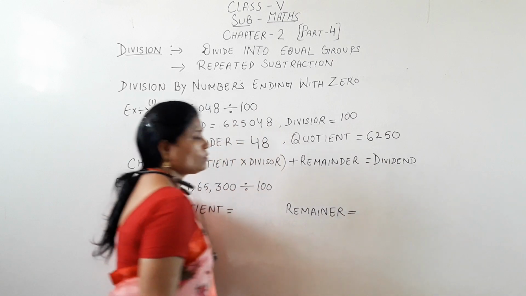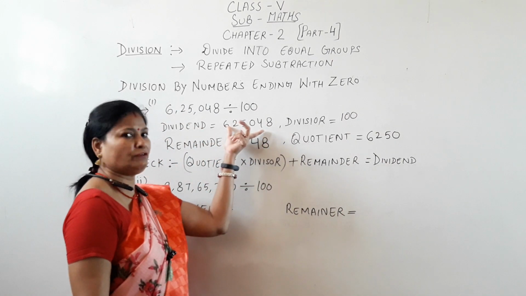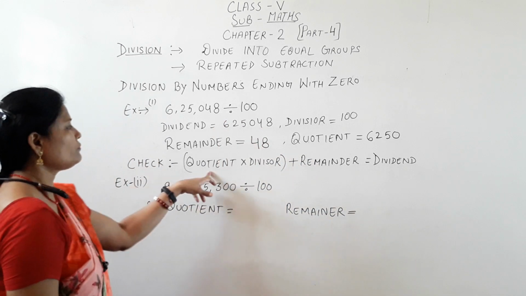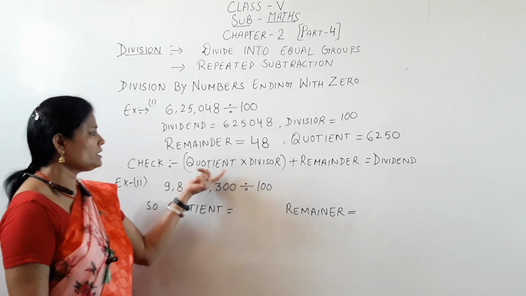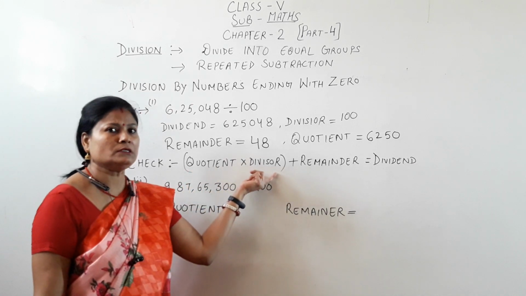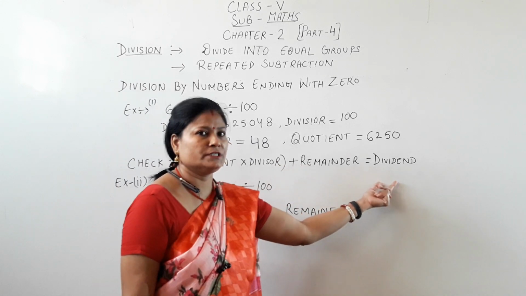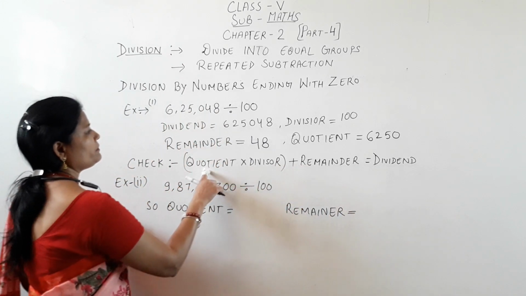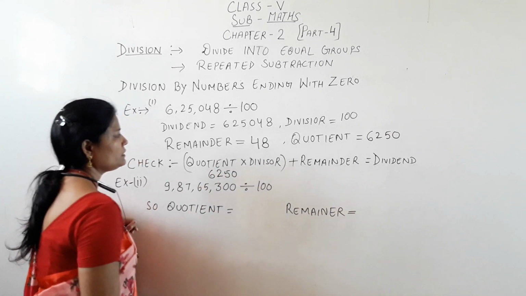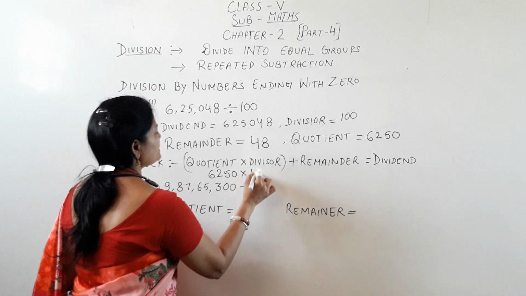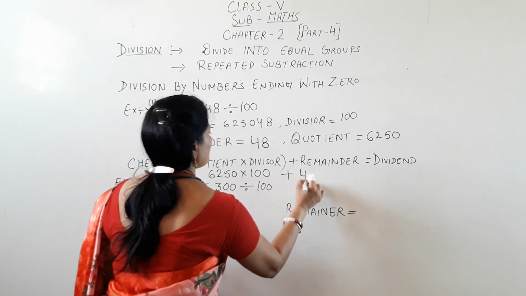Understood, children? So how can I check? I should get the dividend. So please check. This is the formula for checking a division: in brackets, the quotient should be multiplied by the divisor, then add the remainder. So we will get our dividend. Let's check. The quotient is 6250, and the divisor is 100. After that the remainder is 48.